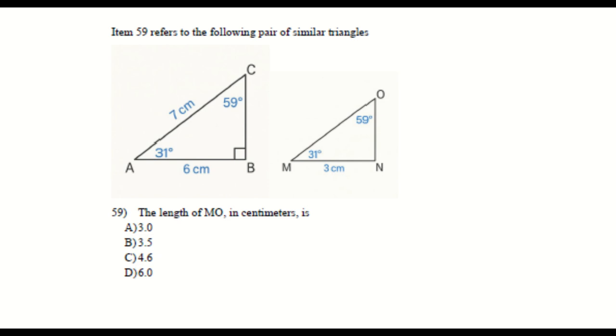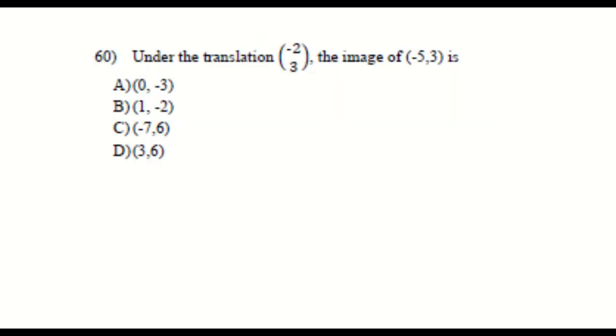The length of MO: they tell you it's similar triangles, meaning the angles are the same and the lengths are scalar multiples of each other. So I know MN multiplied by 2 is going to give you AB. That's what you're seeing, right? 3 multiplied by 2 is equal to 6. So you know that some value x multiplied by 2 is going to give you 7. So that would be 3.5. 3.5 multiplied by 2 is equal to 7.